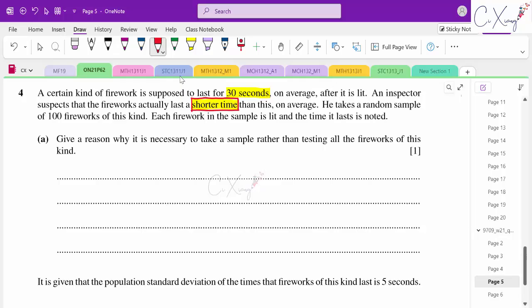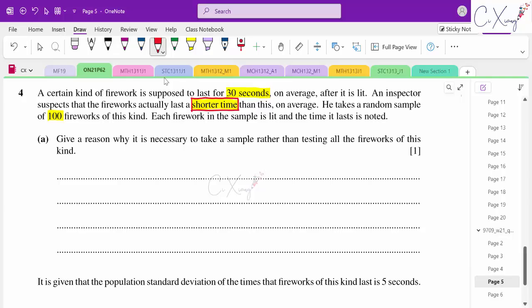Right. He takes a random sample of 100 fireworks. You're having 100 fireworks here, which is a sample, and each firework in the sample is lit, and the time it lasts is noted. Give a reason why it is necessary to take a sample rather than testing all the fireworks of this kind. If you try to imagine, when you want to run a test for this kind of firework, if you try to light all the fireworks in the population, what will happen? All the fireworks cannot be used anymore, right? Which is not practical, right?